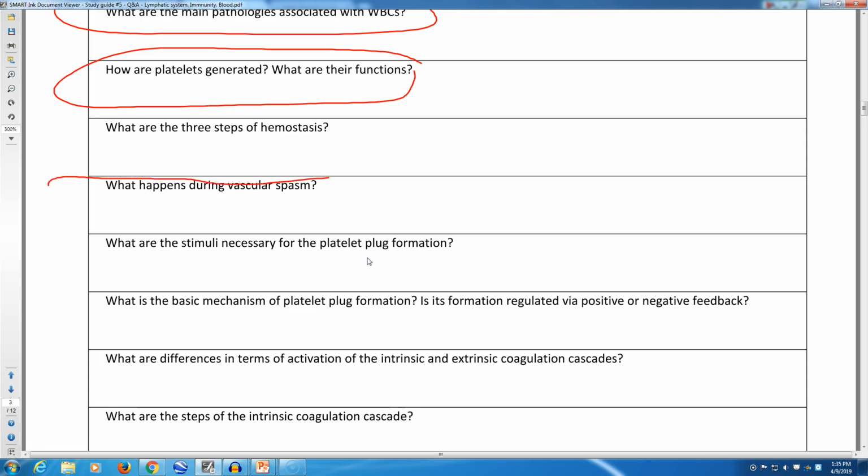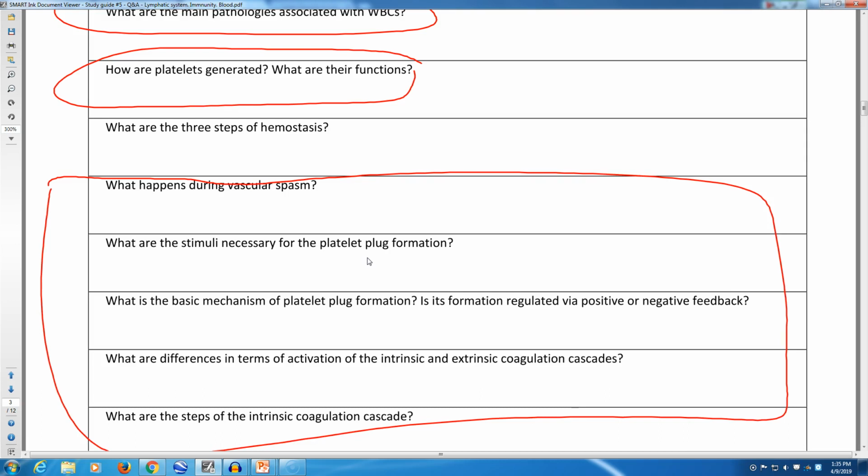Now, steps of hemostasis. You've got vascular spasm, you've got platelet plug formation, and you've got clotting. Am I clear? So vascular spasm is kind of self-explanatory. Stimuli necessary for the platelet plug formation: exposure of the basement membrane of the vascular endothelium. Basically, damage to the vascular endothelium. Do I make sense?